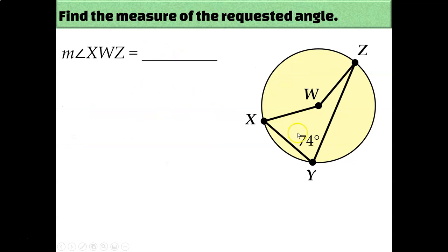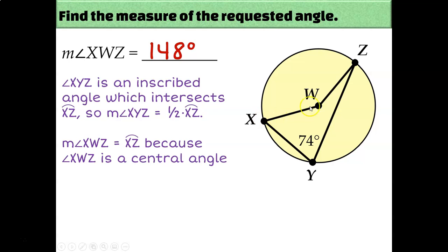Let's try going the other direction. This time I'm giving you the measure of the inscribed angle. The measure of angle XYZ is 74 degrees, and XYZ is inscribed because its vertex is a point on the circle. So then what's the measure of the central angle that intercepts the same arc? Well, if an inscribed angle is equal to half of the central angle, then I would need to double the inscribed angle to get to the measure of the central angle. So the measure of angle XWZ must be 148 degrees because that's 74 times 2.